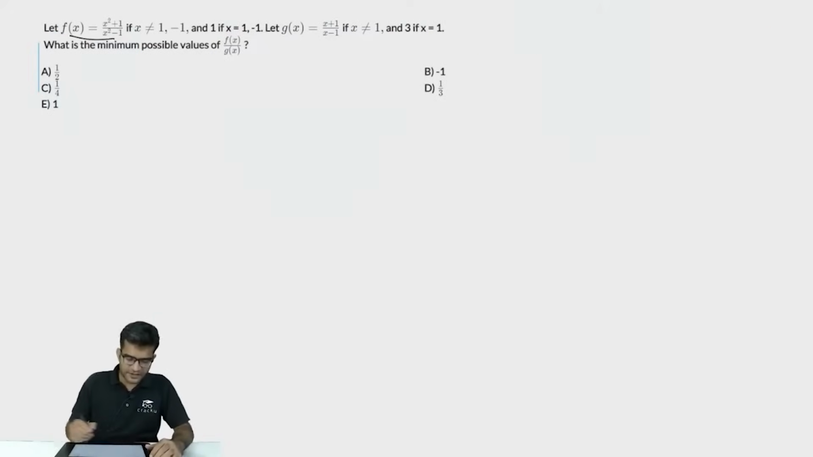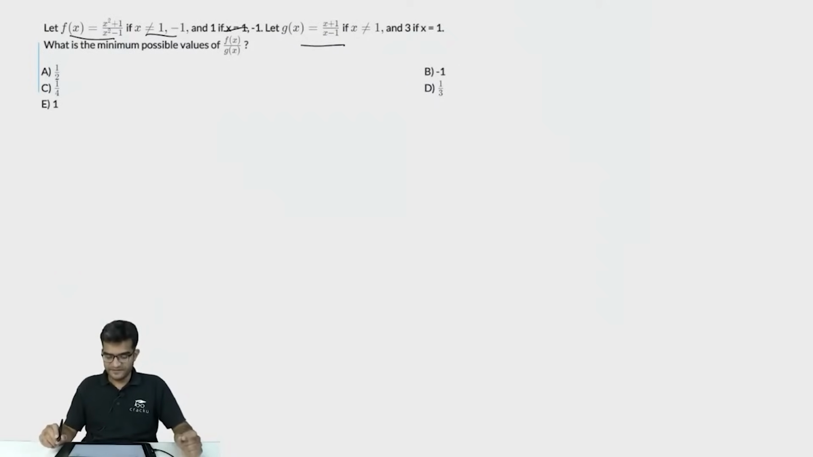In this question, we are told that f of x is (x square plus 1) divided by (x square minus 1) when x is not equal to 1 and minus 1. And if x is equal to 1 or minus 1, f of x is equal to 1. Similarly, g of x is equal to (x plus 1) divided by (x minus 1) if x is not equal to 1, and it is equal to 3 when x is equal to 1. What is the minimum possible value of f of x by g of x?